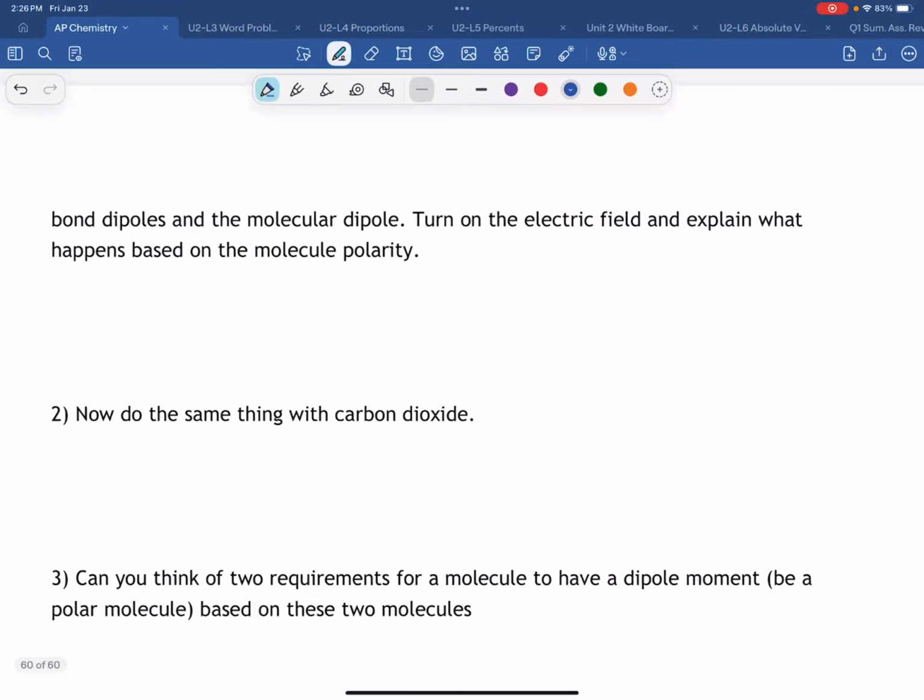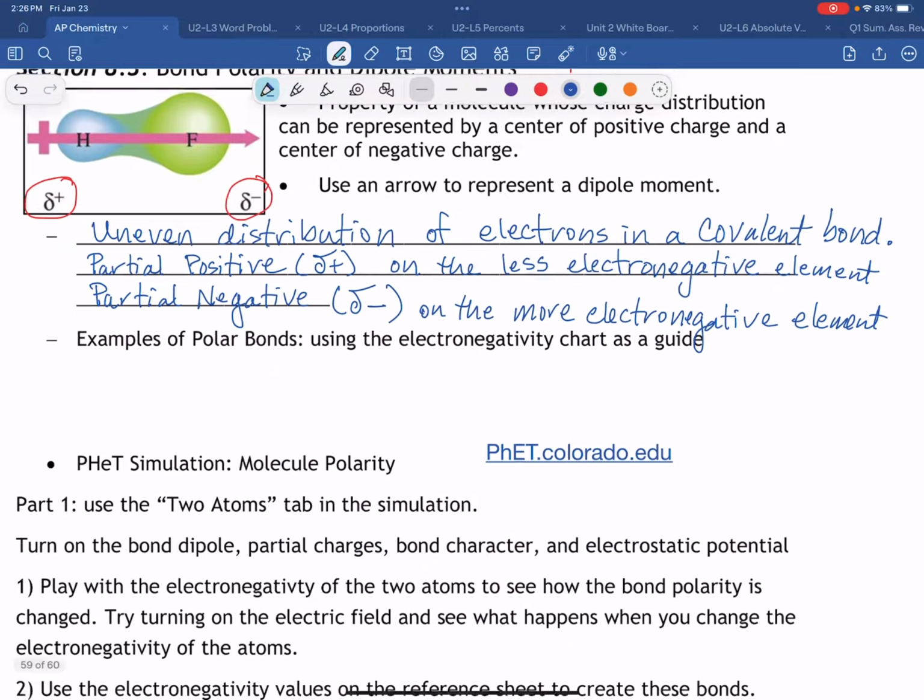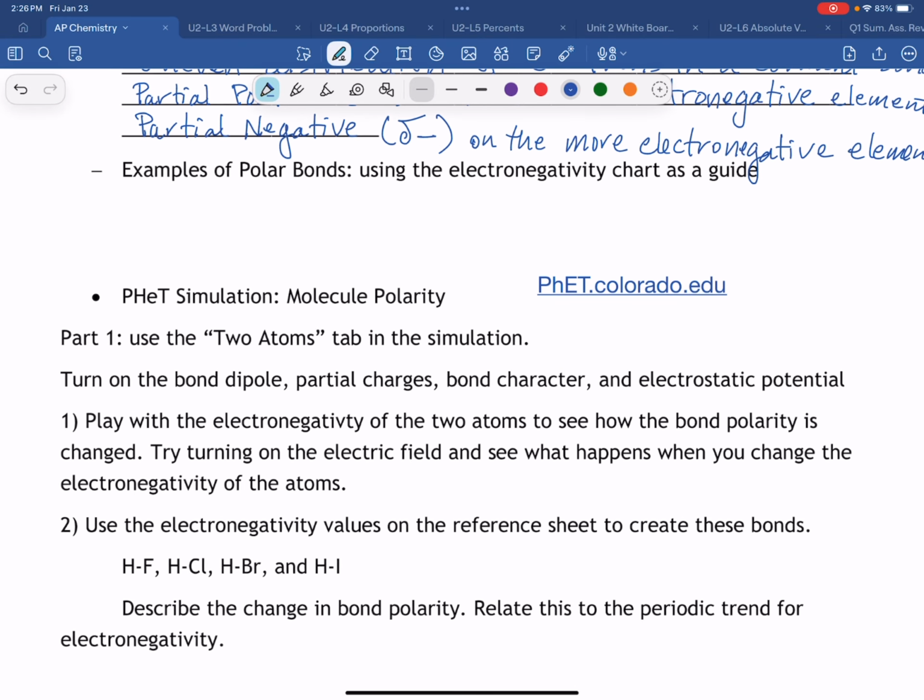All right, so the next thing I want you to do is we're going to go to this website, phet.colorado.edu, and I want you to work through this activity. I'm going to show you how this works, and then I want you to work through this using the simulation.